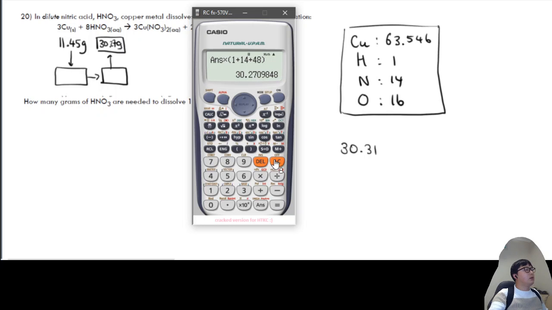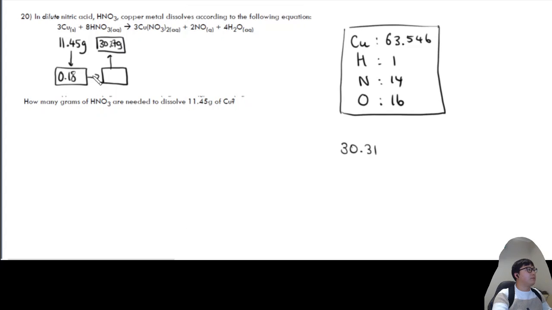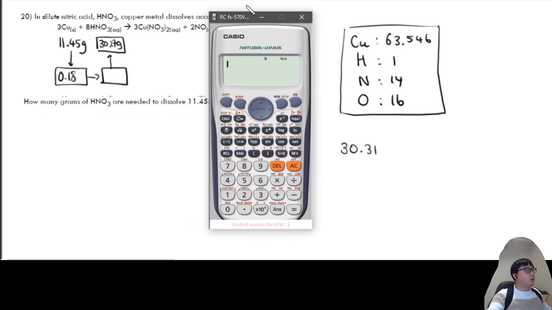All right. So one thing that I would like to really tell you that's important is when you do 11.45 divided by 63.546, a lot of people cut decimals here. So they go, all right, this is 0.18 approximately, so 0.18. And then in the next calculation, they just ignore all the decimals that we obtained before, and then just go 0.18 times 8 on 3, which is equal to 0.48.